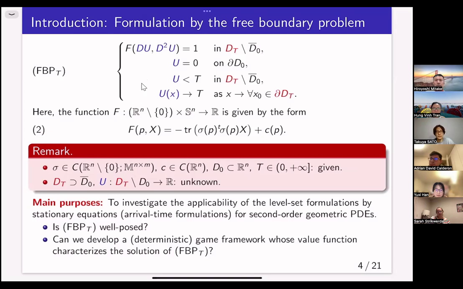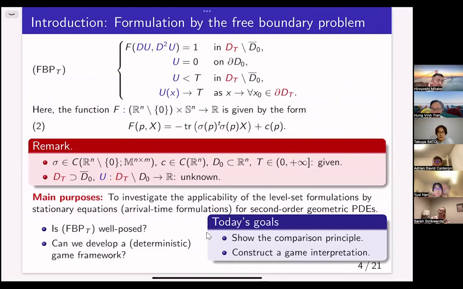Usually the level set formulation is given by some evolutionary equations, but here we are studying this stationary formulation and considering the free boundary problem. So our main purpose for this free boundary problem is first to investigate the well-posedness for this equation, and moreover, we want to develop the deterministic game interpretation for this free boundary problem.